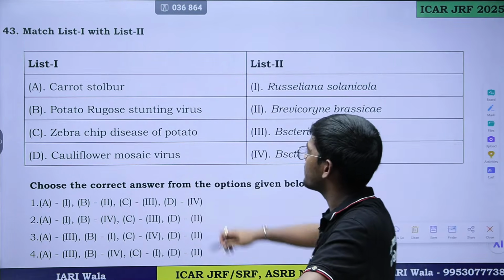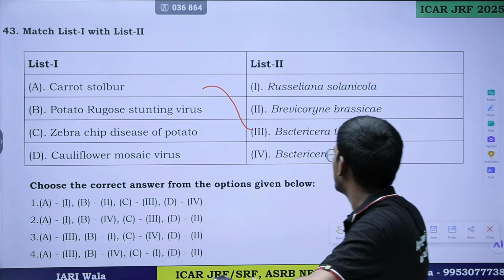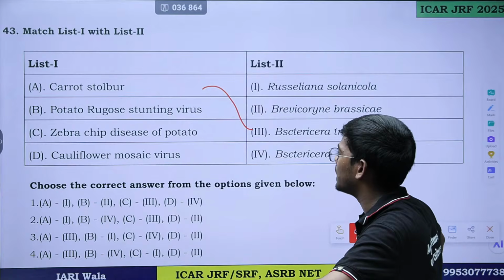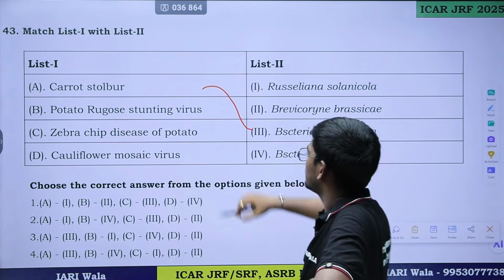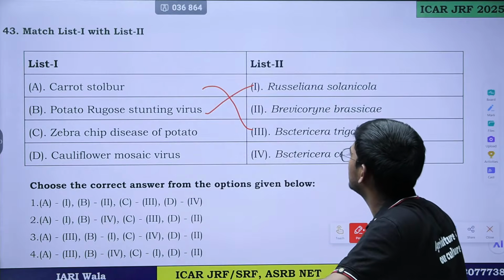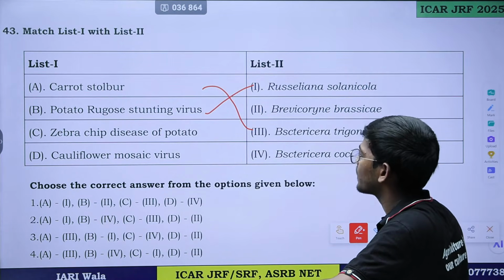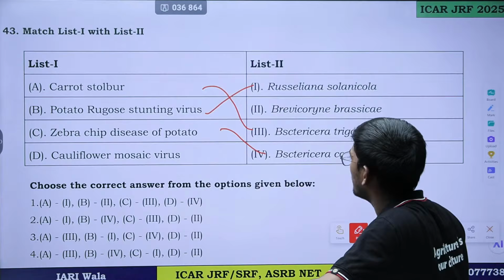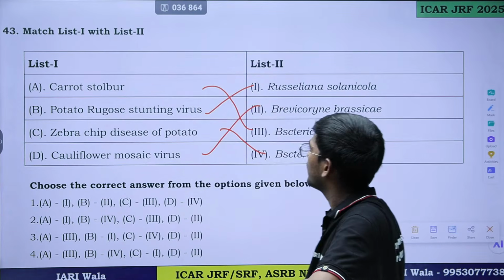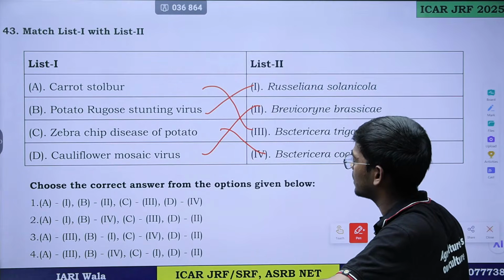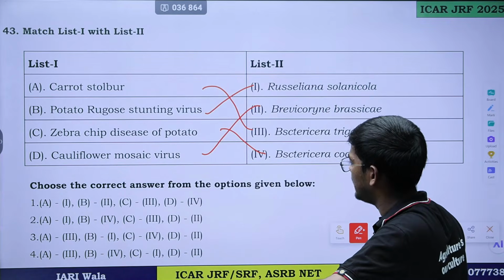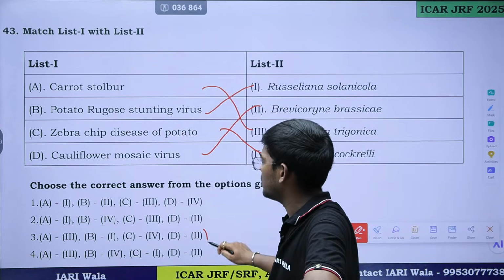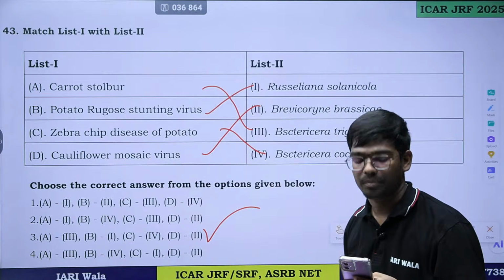This thing we have already done. Carrot stolbur is Bactericera trigonica, and potato rugose stunting virus is this one, South American potato psyllid, that is Russelliana solanicola, and zebra chip disease of potato is Bactericera cockerelli. Cauliflower mosaic is Brevicoryne brassicae. So A3, B1, C4, D2. A3, B1, C4, D2. So question 43, the option is 3.